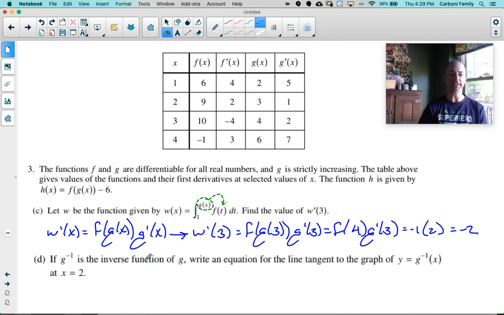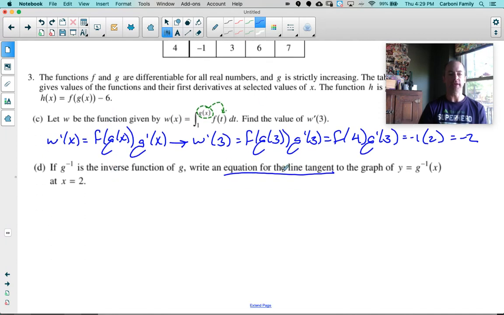If g inverse is the inverse of g, write an equation for a line tangent. That phrase should immediately make you think that you need a point and a slope. Okay. And the thing is, we're doing the tangent to g inverse of x. So my point would be g inverse of 2, and my slope is going to be the derivative of g inverse of x at x equals 2.